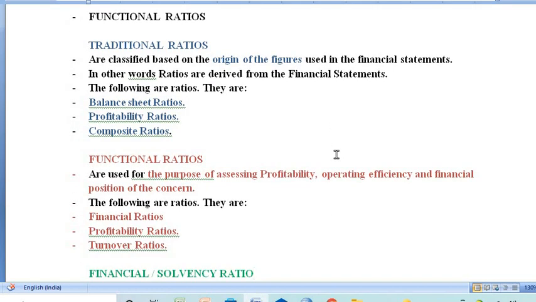So today we are going to discuss the financial or solvency ratio. What we have discussed previously is the basic information we want to be aware of about ratio analysis. That's why I simply explained those concepts. Now we are going to explain in detail the financial ratio or the solvency ratio. The financial ratio or solvency ratio is otherwise called the balance sheet ratio.